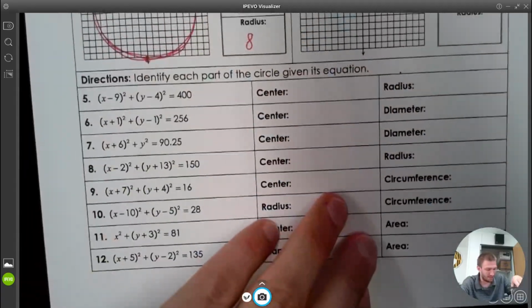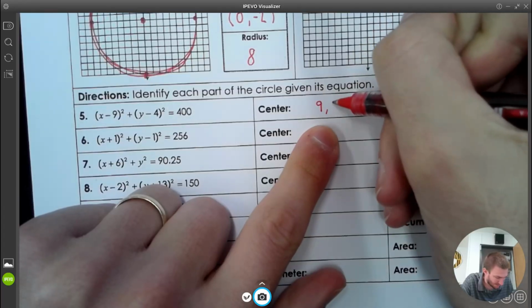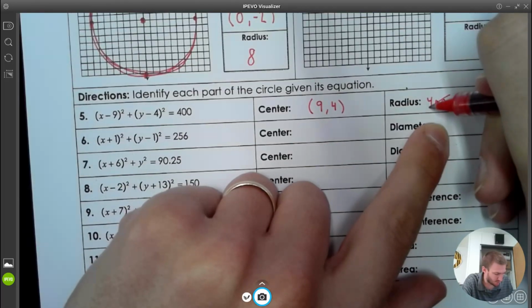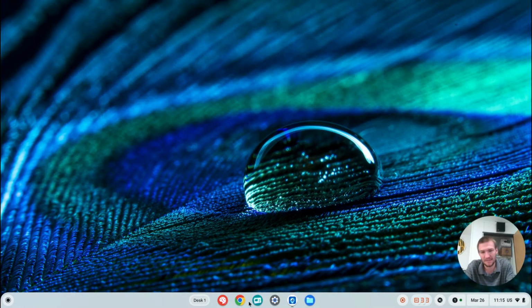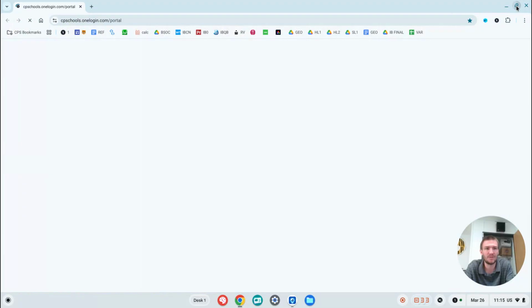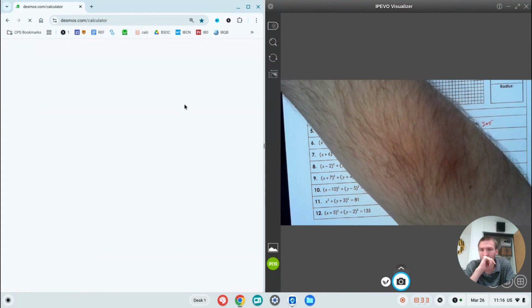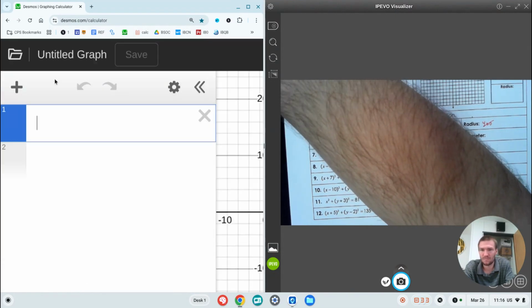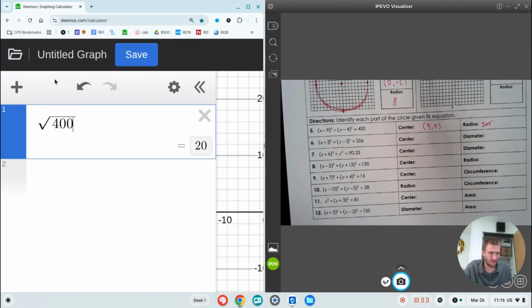Okay, now down here, we're asked to look at this and come up with the center and the radius. The center here is going to be 9, 4, opposites, and the radius is not 400. It needs to be the square root of 400. So this is where we might need to open up Desmos. And type the square root of 400, which is 20. So my radius is 20.